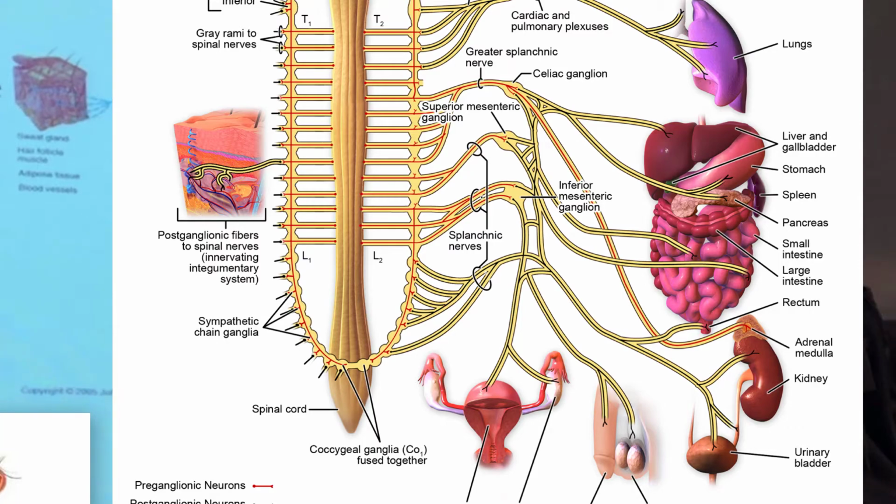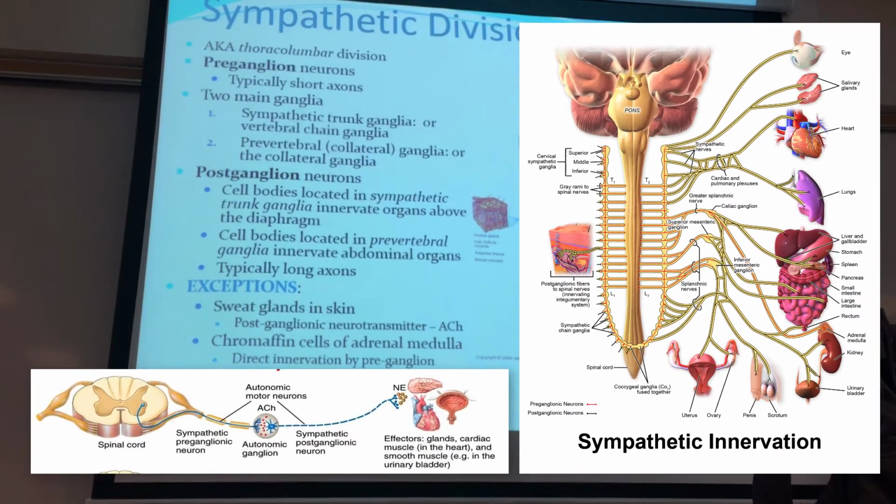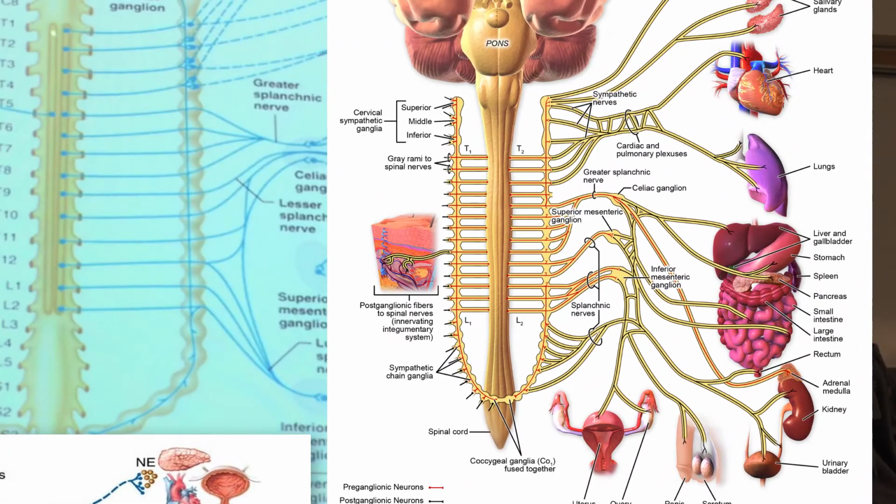So why do we see ganglia outside of the sympathetic trunk ganglion? Take a look at the difference. Here you can see, let's take a look at T3. T3 comes in, innervates the sympathetic trunk ganglion, and targets the lungs. T4 does the same thing: the preganglionic neurons terminate on the sympathetic trunk ganglion and target the lungs.